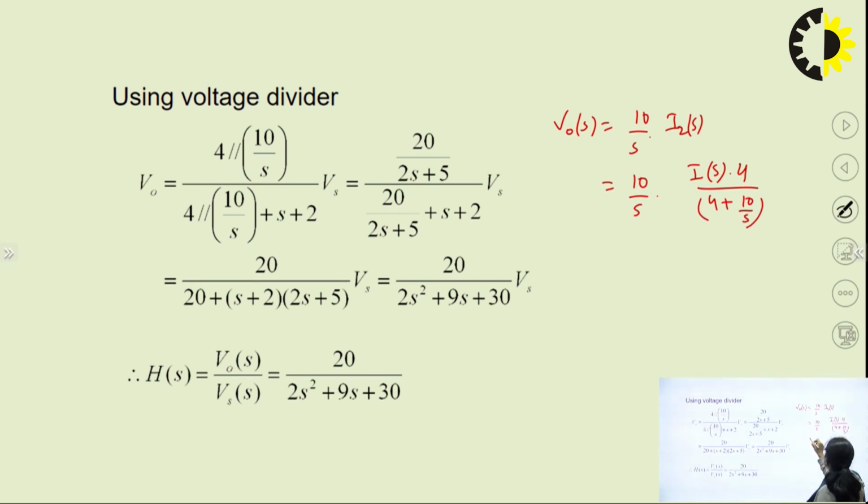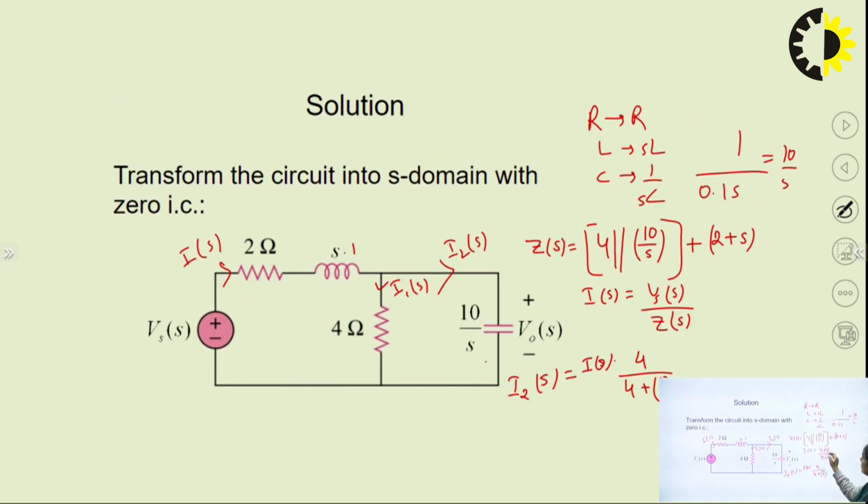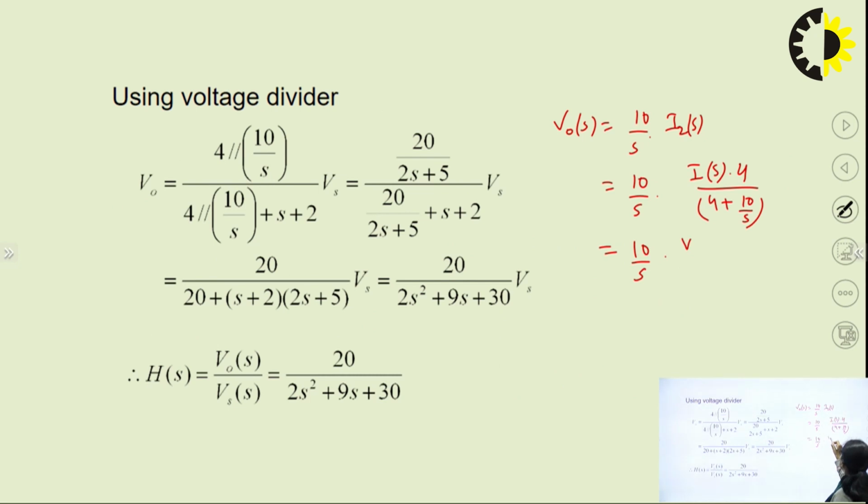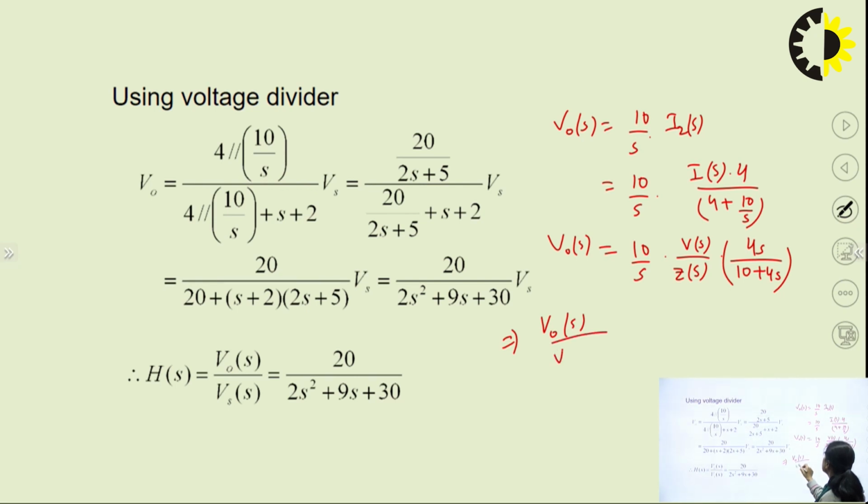So now put the value of Is. So what is Is here? Is is Vs by Zs. So Vs upon Zs into 4s divided by 10 plus 4s. So now this is V naught s. So now easily you can have the value of V naught s upon Vs.